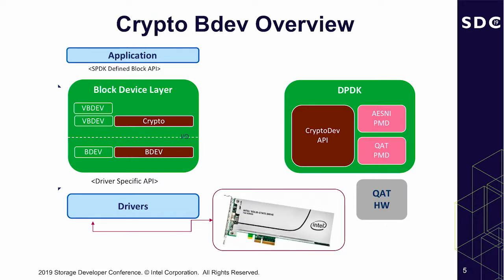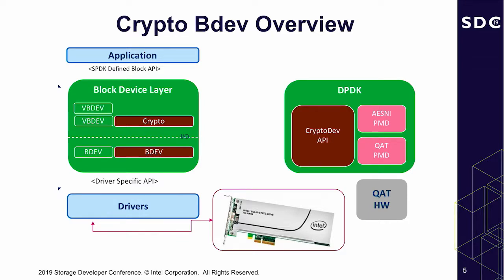So you could actually put crypto on top of anything. You could put it on top of a logical volume. You could put it on top of an NVMe BDEV. You could put it on top of a RAM disk. You could put it on top of anything you want. And then we've got our SSD down here, of course. And then off to the right, this is where we've got DPDK.